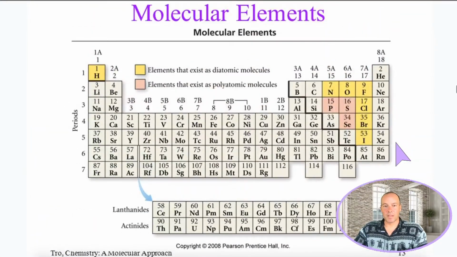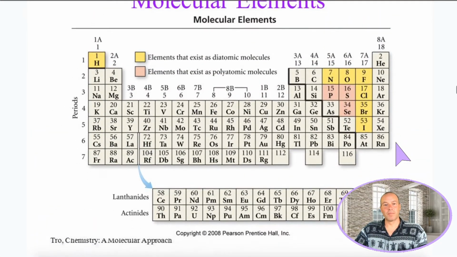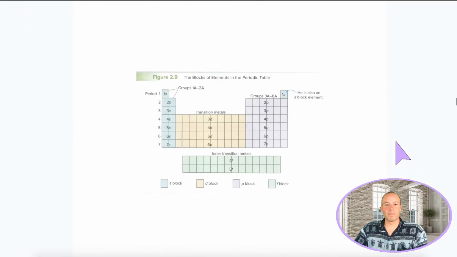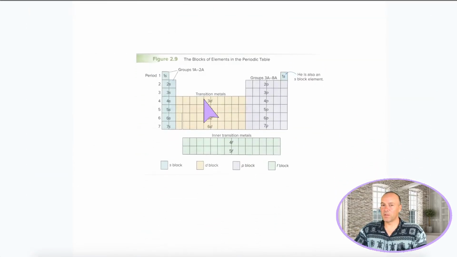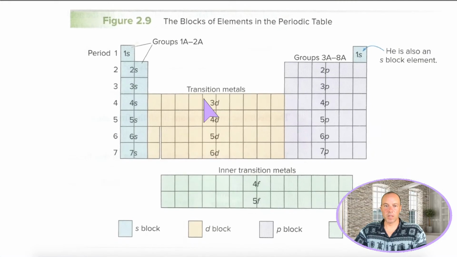So that's that table right there. This one right here, this is figure 2.9 in your textbook. This table is useful when we start doing electron configurations. So this is called the S block. These ones over here, that's the S block.